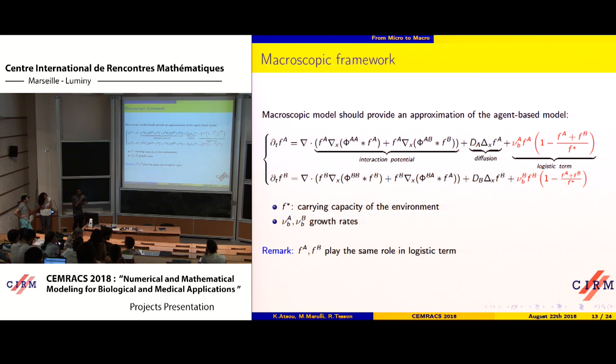So for the next step, in which we will analyze the model and perform stability analysis on the model, I will pass the talk to Remy.